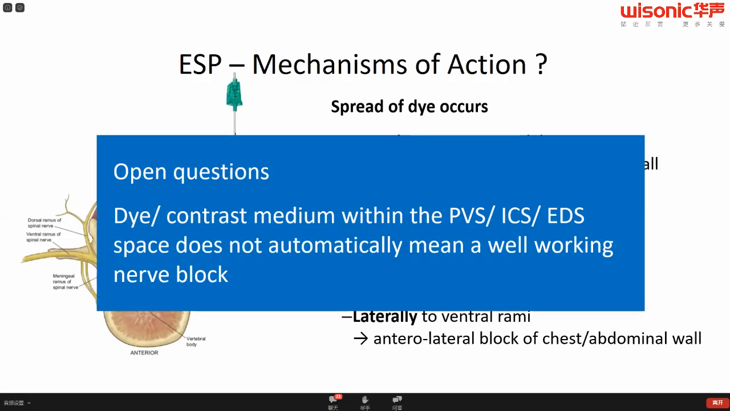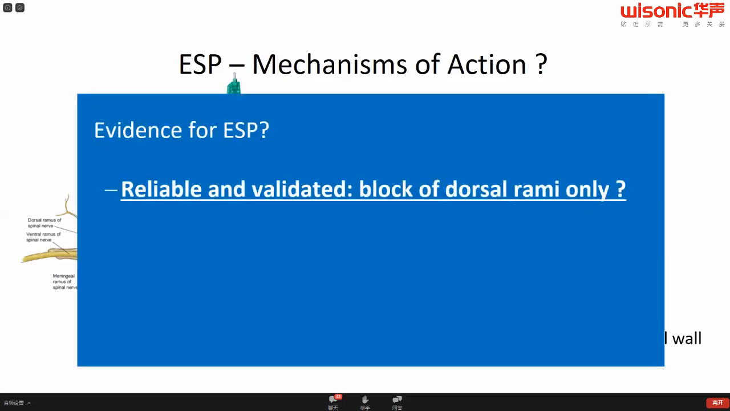But the open questions that remain are: if we can see dye or contrast medium within the paravertebral space, the intercostal space, or in the epidural space, does this automatically mean a well-working nerve block? I don't know. What is the evidence for the ESP?